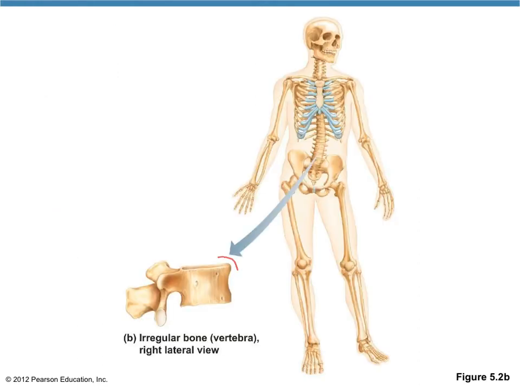Vertebrae have this big body, but they also have all of these processes, so they're difficult to classify. They have been classified as irregular bones, and they're found in your vertebral column. Another example is the bones of your pelvis, and those bones also have very irregular shapes, so they are not called any other thing but irregular bones.